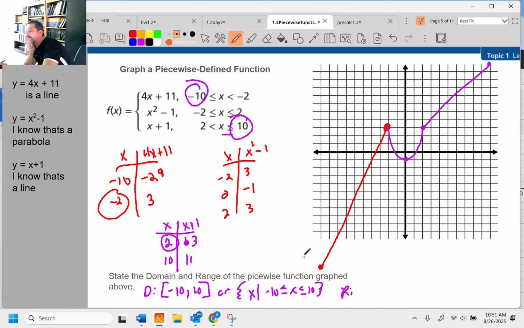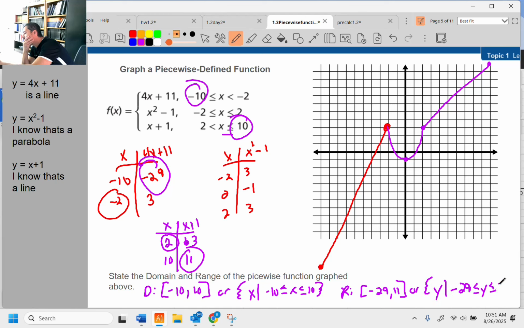Range is your y values. The lowest y value was negative 29, and the highest y value was 11. So the range is negative 29 to 11. Or if we like set builder, all values of y such that negative 29 is less than or equal to y, which is less than or equal to 11.